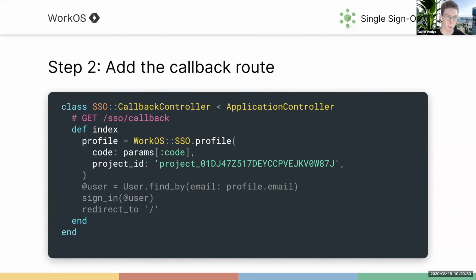And so similar to our authorization route, we're going to go ahead and construct this class for our callback endpoint. And we're going to begin by setting up our profile using another convenience method from the WorkOS Ruby SDK, in this case, aptly named profile. And in that case, we're going to grab the code from the URL parameters that we've received and exchange that code for our authorization token and our user profile, which we're actually going to use in step 3.